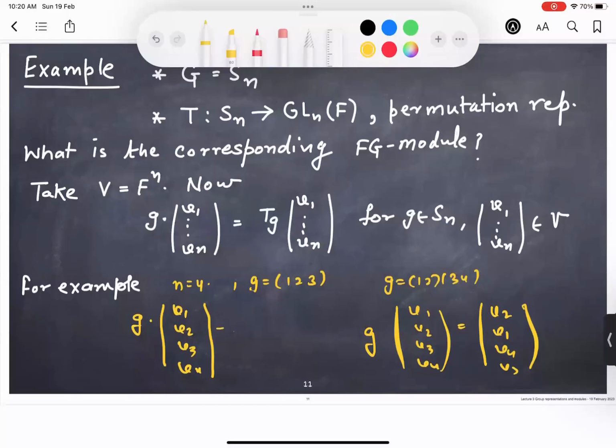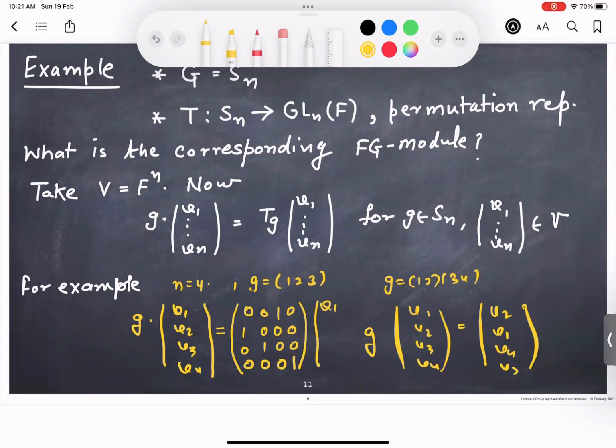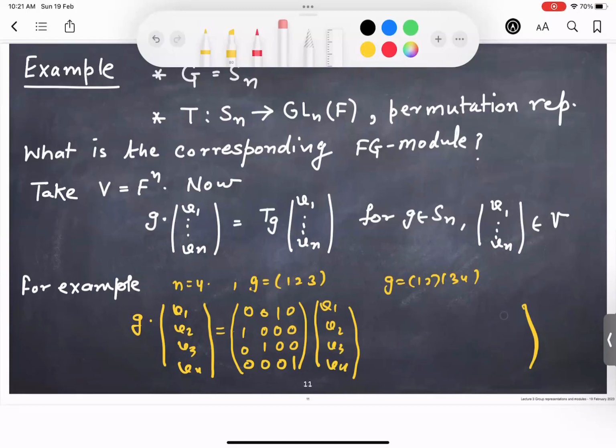Let me write down. What is the matrix of this G? V1 goes to V2, so this is the first column. V2 goes to V3, this is the second column. V3 goes to V1, and the fourth will be unchanged. So you have to multiply this with V1, V2, V3, V4. Okay, so you are right. That was a typo. Thank you.